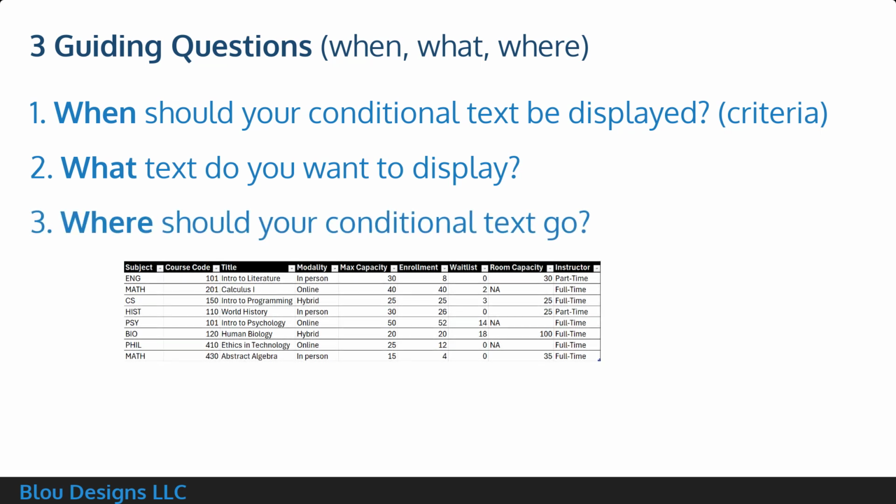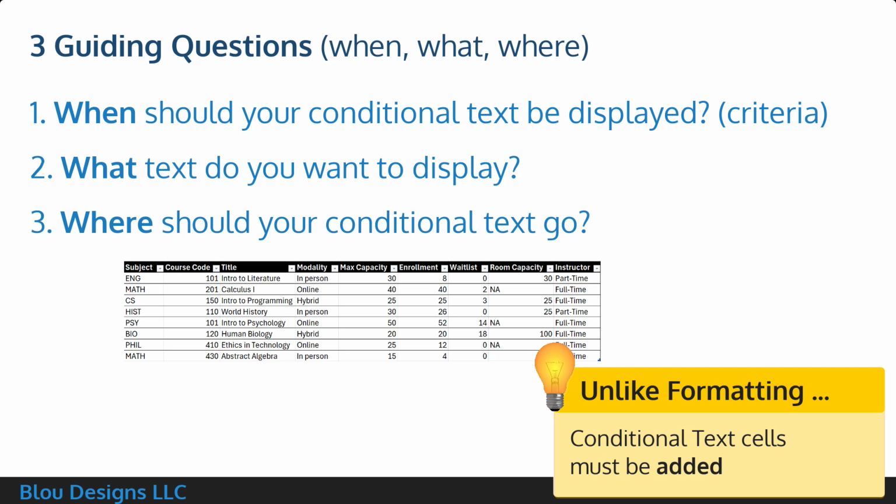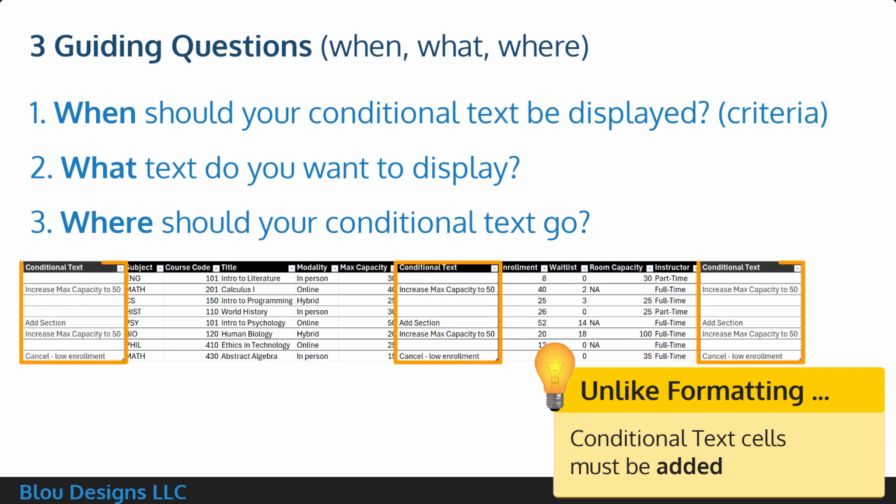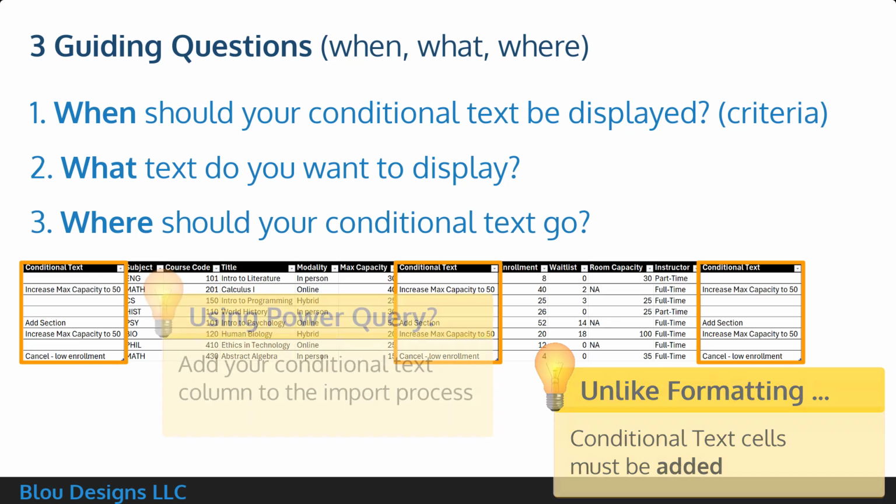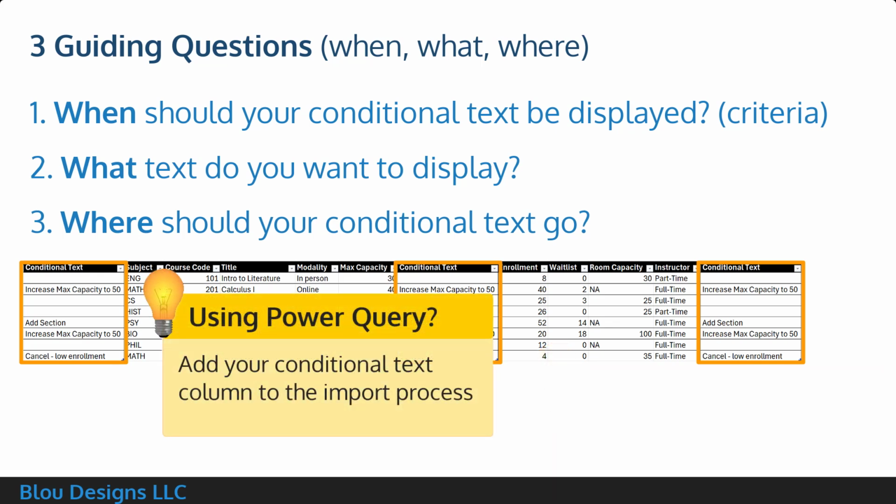Question 3. Where? Where do you want your conditional text to go? Unlike conditional formatting like color coding, which changes the format of your data values in place, you need to add cells to the data view that are specifically for your conditional text. I recommend inserting a table column specifically for this text. That new column could go near the criteria values or at the beginning or end of the row. If you're using Power Query, you can add your conditional text column during the import process. This is especially valuable if you regularly refresh your data and want your conditional text applied every time.